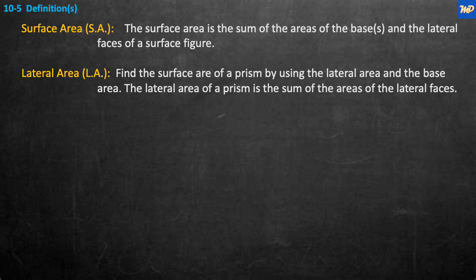And a lateral area, L.A., is used to find the surface area of a prism by using the lateral area and the base area. The lateral area of a prism is the sum of the areas of the lateral faces. The lateral faces are usually the ones that rise up. The bases are generally the top and the bottom.